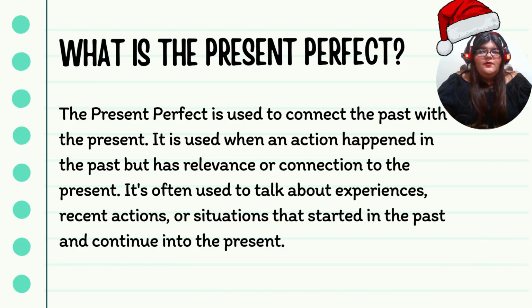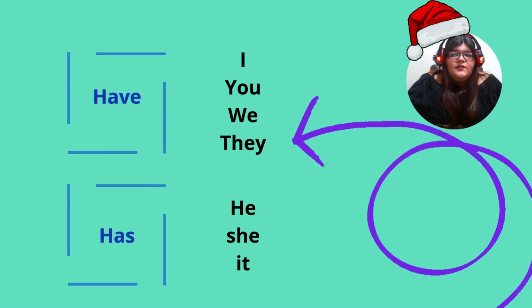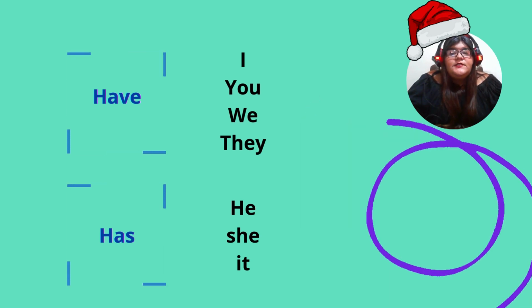So, you must be wondering what is the present perfect? And the answer is simple. The present perfect is used to connect the past with the present. It is used when an action happened in the past but has relevance or connection to the present. It's often used to talk about experiences, recent actions, or situations that started in the past and continue in the present. So now let's see how the past participle works.